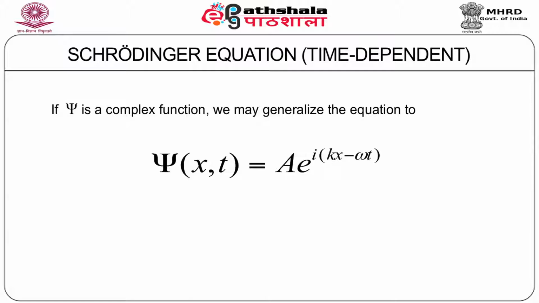When we are discussing bound state problems, psi is real, but in general psi can be a complex function. So for the sake of generality, we are expressing psi as an exponential function as shown on the screen. So the cosine form is just the real part of this equation.